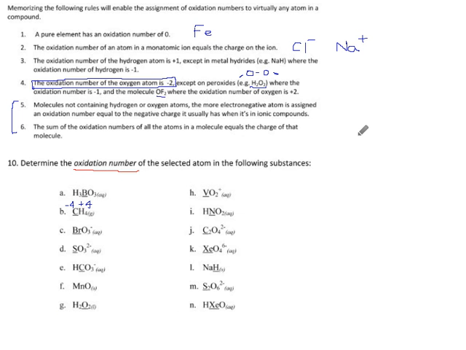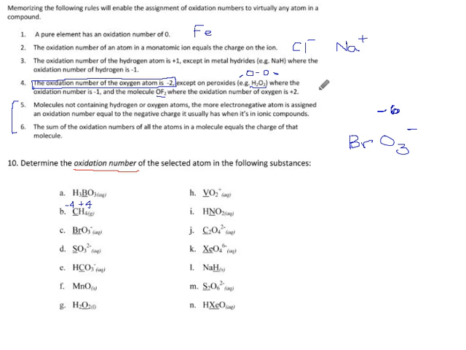Next one is the bromate ion, BrO3-. So, pure element? No, it's not. Monatomic ion? No, it's a polyatomic ion. Hydrogen atoms don't have any. Oxygens are -2. So, 3 oxygens, there's a total of -6 coming from the oxygens.